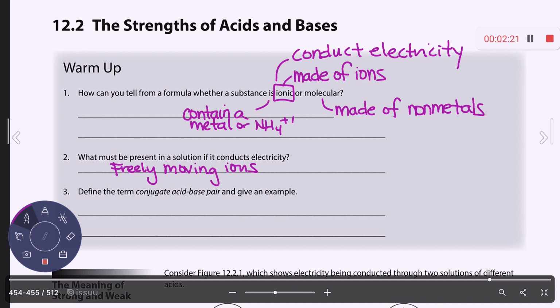what are conjugate acid-base pairs? Two substances that provide one H. Yeah, conjugate acid-base pairs differ by one hydrogen ion. So give me a pair of things that differs by one hydrogen ion. Yeah, water and hydronium. Okay.